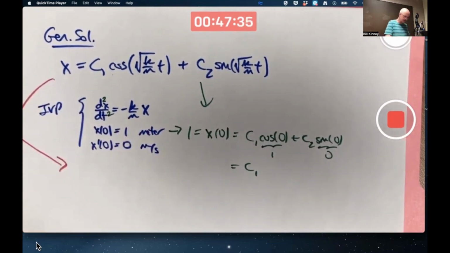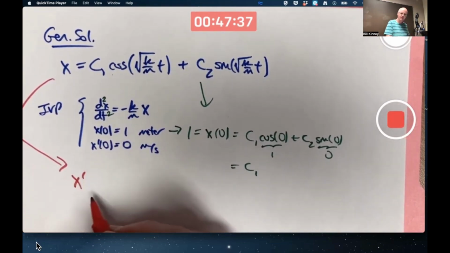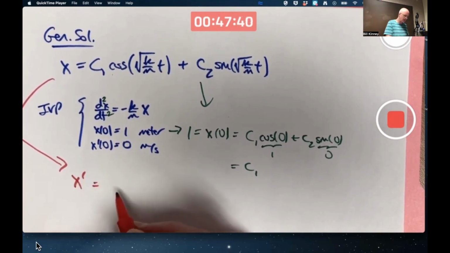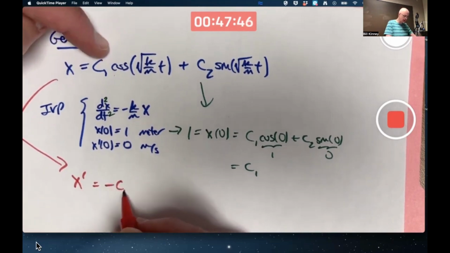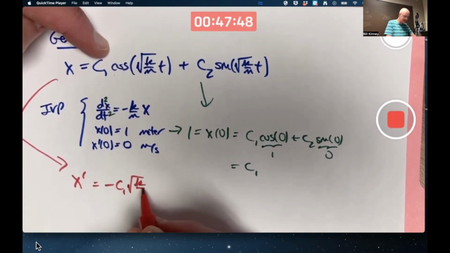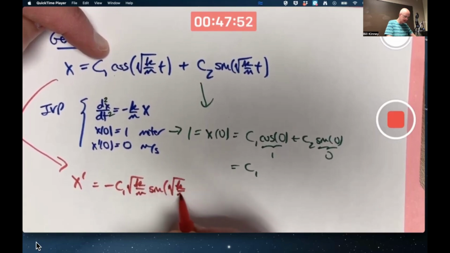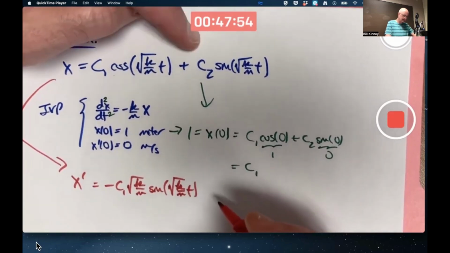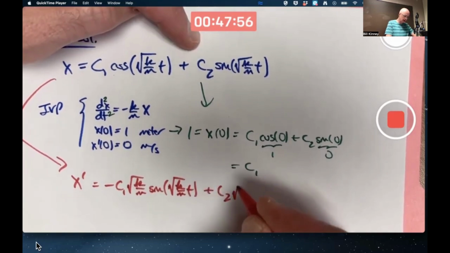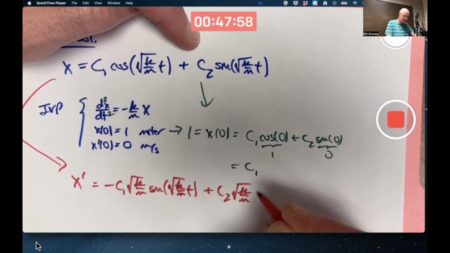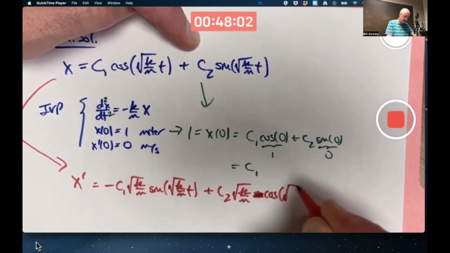Take the derivative, x prime with respect to t. Don't forget about the chain rule. Here you'll get negative C1 square root of k over m sine of square root of k over m times t, plus C2 square root of k over m cosine of square root of k over m times t.